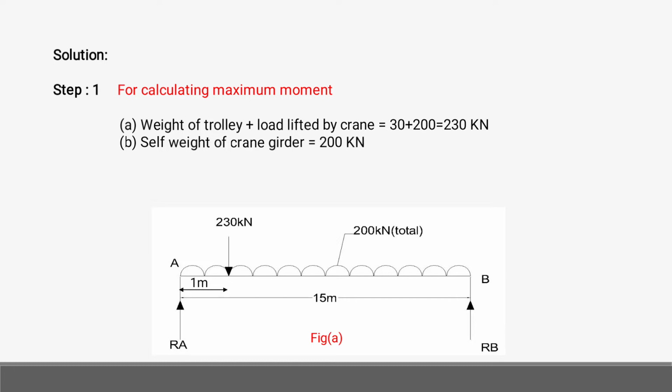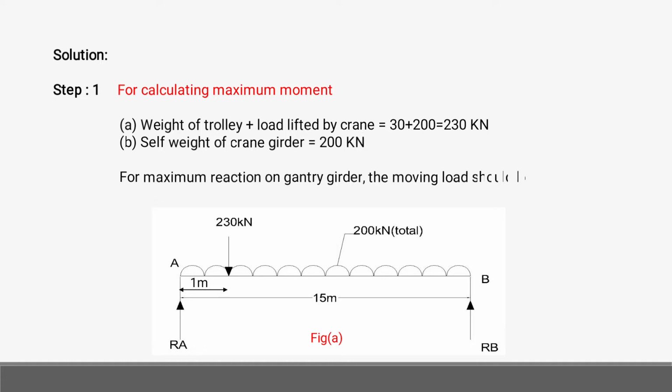See the diagram, RA and RB. Then the span is 15 meter. Then from 1 meter, because the hook is 1 meter from there. So the hook load is 230 kilonewton, and the UDL is the self weight of the girder, which is full, from A to B. So here is the 200 kilonewton. We will mark that as the UDL, 200 kilonewton.